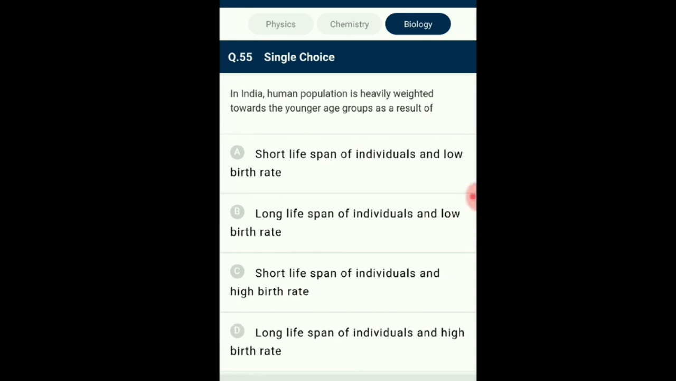Question number 55. In India, human population is heavily weighted towards the younger age group as a result of. In India, there is a short lifespan of individuals and high birth rate as compared to other countries. That is why the human population is heavily weighted towards the younger age groups. So the answer is option C. Short lifespan of individuals and high birth rate.